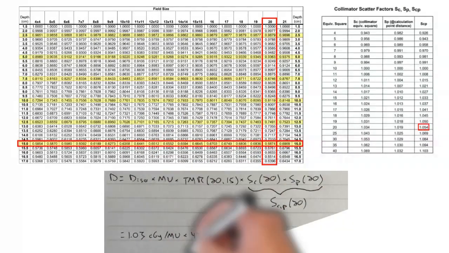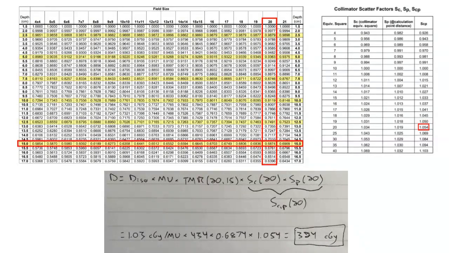So we have our isocentric dose per monitor unit, our monitor units times the TMR times the total scatter factor, which gives us a dose of 324 centigray. I apologize, there was a little error with my pen there when I was writing down the answer, but that does say 324 centigray. So that was just an example using the isocentric formalism for dose calculation. This is a pretty straightforward example, and we'll get into a more complicated example in the following video.